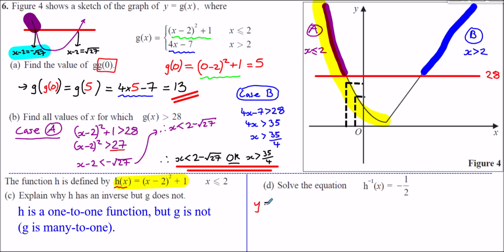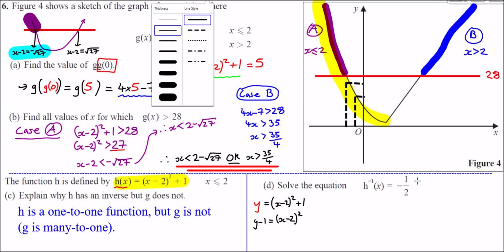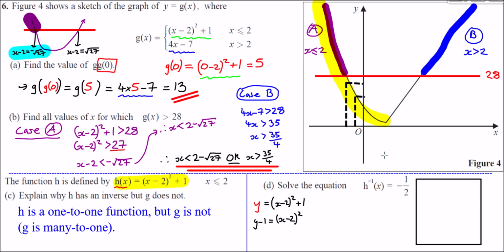So let y, which is h of x, of course, equal x minus 2 all squared plus 1. Rearrange to make x the subject. If I subtract 1 from both sides, I get y minus 1 equals x minus 2 all squared. Before I go on, I'm just going to make a small point over here and explain why this is important to do now rather than later.